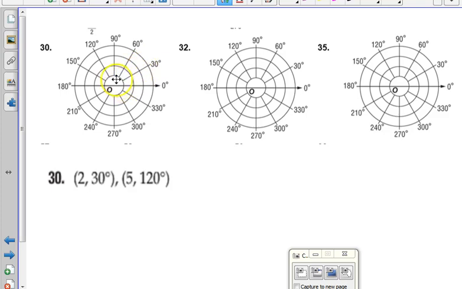So we go to 30. Remember, this is 1 radius, so this is 2. 120 is over here. We go out 5. 1, 2, 3, 4, 5. Yep, right off the end of the graph, right?